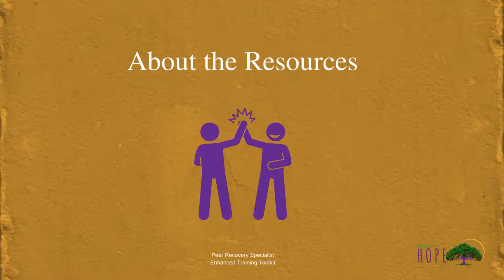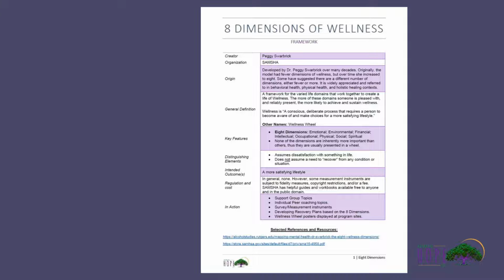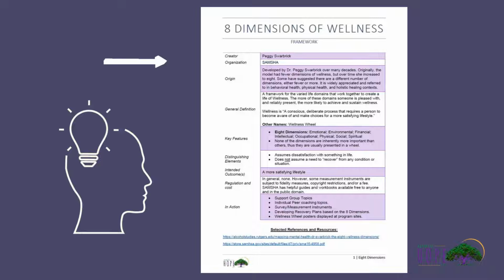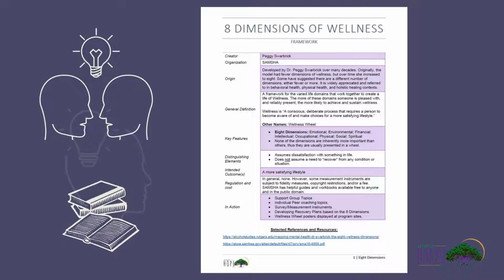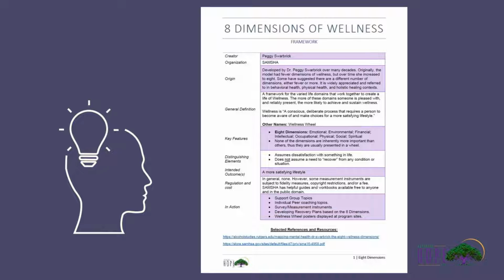Okay, now we've got those basic definitions, let's talk about how these documents work. As an example, let's take a look at the 8 dimensions of wellness. At the top, we have the creator and associated organization, if any. True, it may have come from many lived experiences or be based in extensive research. However, when someone is commonly recognized as the primary originator, or an organization as a driving force, those are listed.